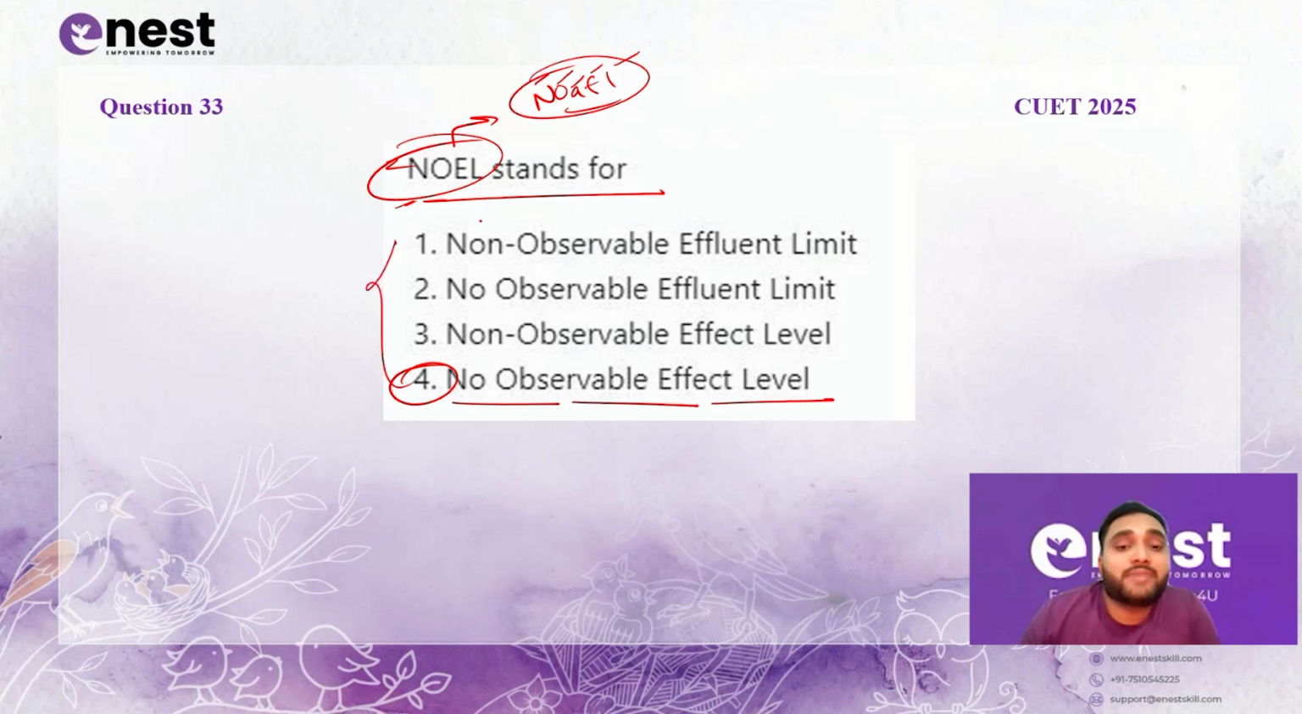The other 3 options are made in such a way that they might confuse you, but you have to carefully remember all the full forms. The right answer is no observed effect level, or if you get NOAEL, that will be no observed adverse effect level.